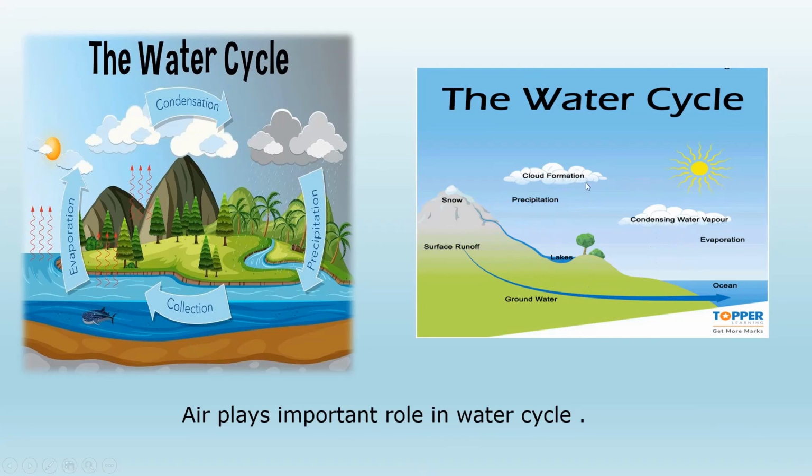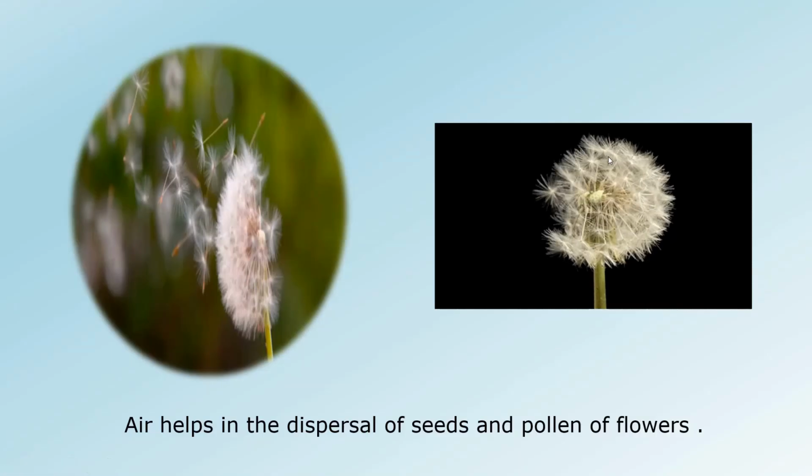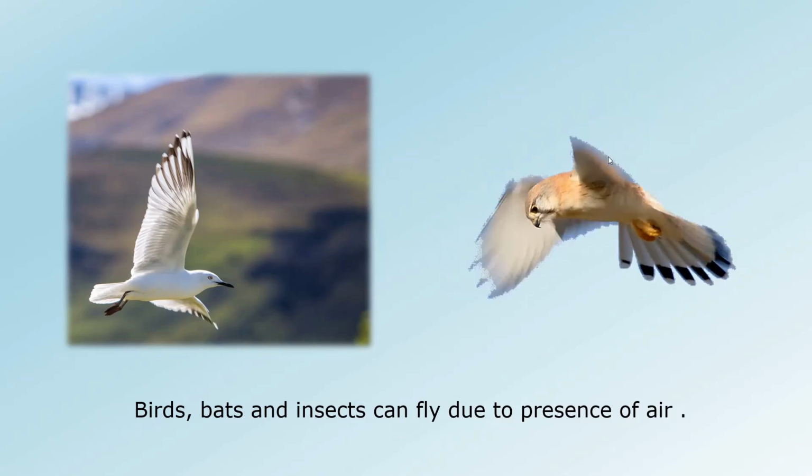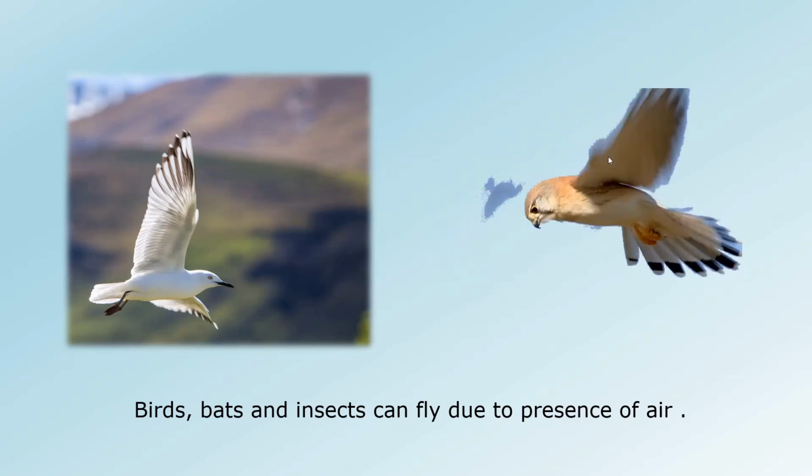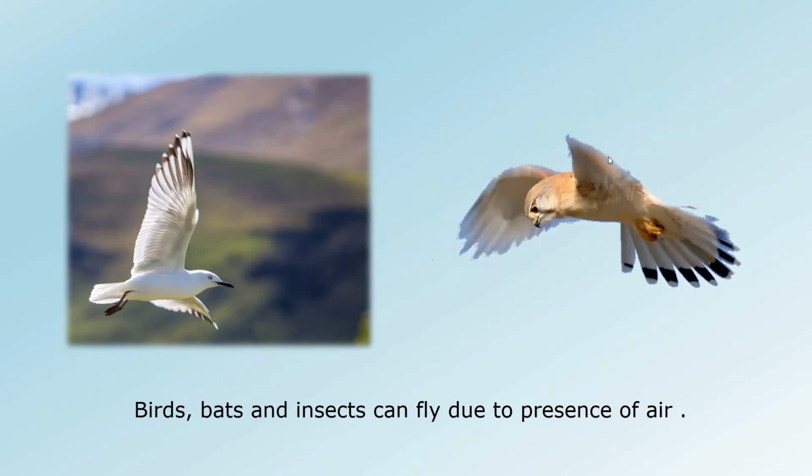Whatever vapors are formed, it is air that helps to transport them up into the sky, and so this is how air helps in the transportation of water vapor and formation of clouds. Air also plays a very important role in the dispersal of seeds and the pollen of flowers. Birds, bats and insects can fly only because of the presence of air. Thank you.